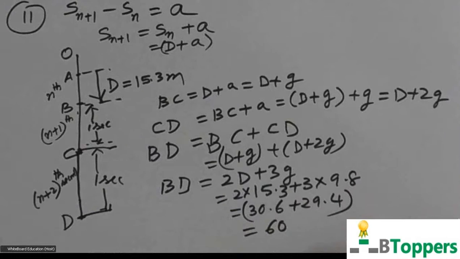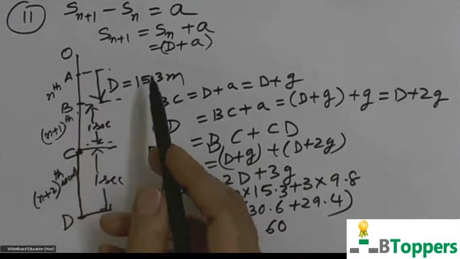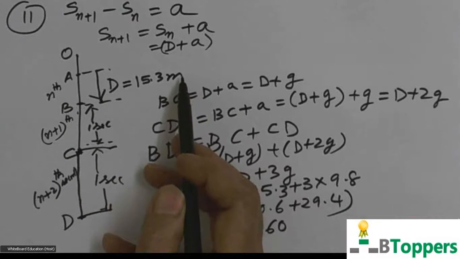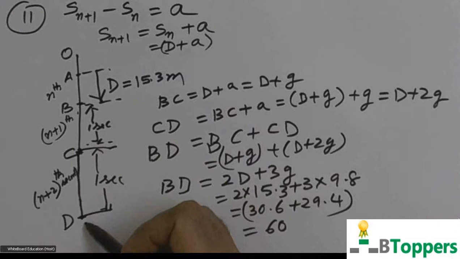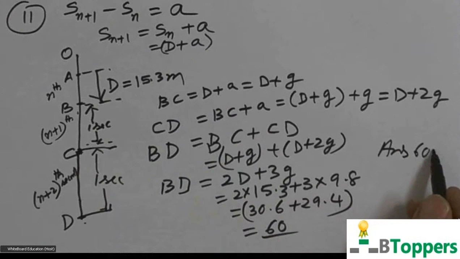That means in the particular second mentioned in the problem, it moves from A to B and covers 15.3 meters. In the next 2 seconds it travels from B to D and covers a distance of 60 meters. Therefore, the answer for the problem is 60 meters.